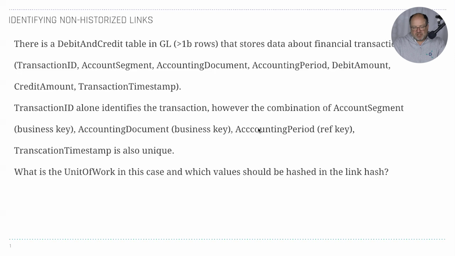First of all, the hash key of a link is the hash value over the business keys from the referenced hubs. That's why I would include the account segment, the accounting document, and the accounting period. The period is a reference key, I agree, but it goes in the same direction. So I would include those 3. The question for me is, do we include the transaction ID in addition, because it also identifies your elements somehow?